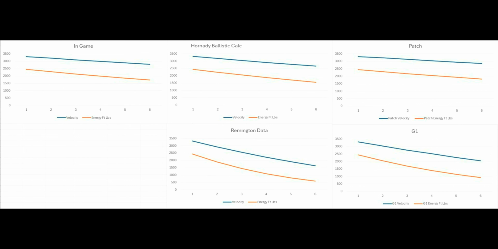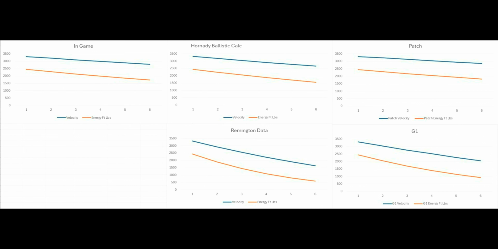At 500 yards, it's just a little over 500 foot-pounds. And if you look at the G1 model on the data, it's just under 1,000. But after the patch, or even in the game at 500 yards, the foot-pounds is just under 2,000. The Hornady ballistics calculator has got it at 1,500.